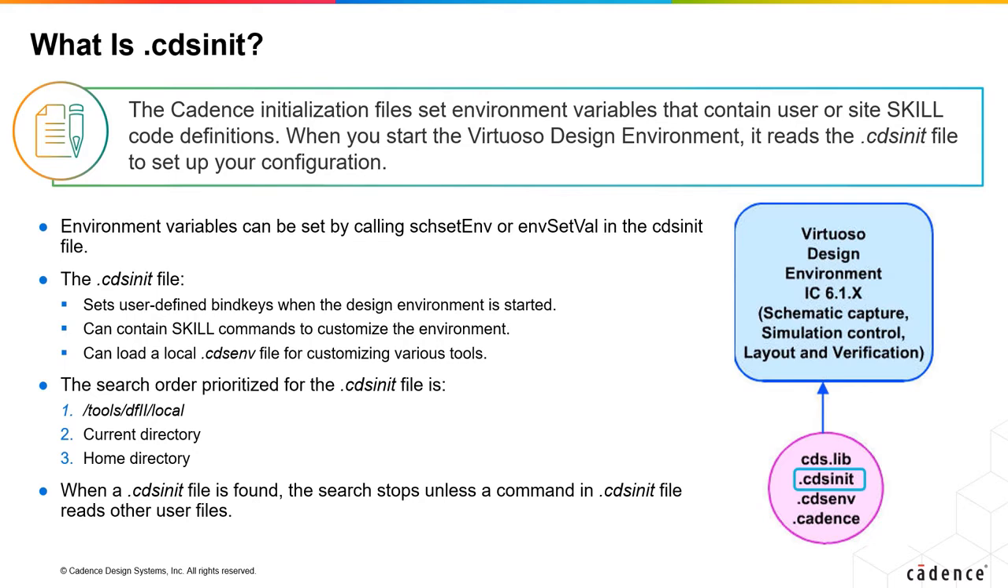Now, when you invoke the tool, the search order for the file is first the tool install, then your current directory, and then the home directory. When a .cdsinit file is found, the search stops unless a command in that file reads some other user files. You can see examples of this file that sets up your configuration when you perform the labs.